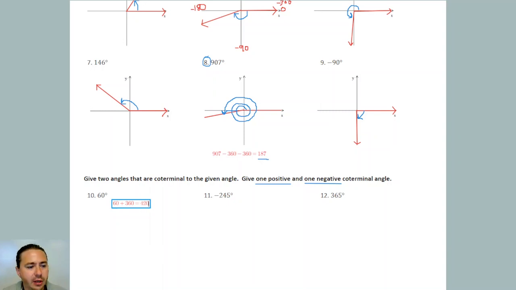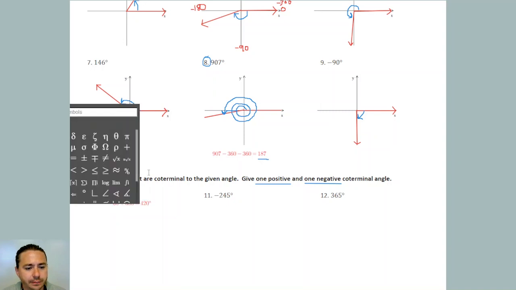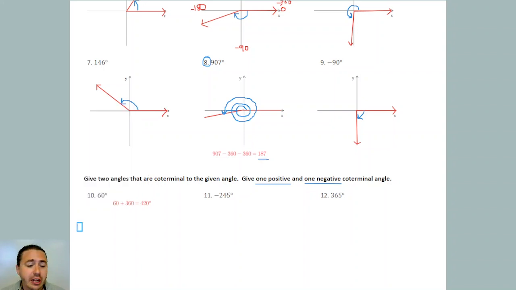So that's going to be one of my angle measures. And we could add another 360 and come up with even another one. I think this might have been one of the examples on the notes. If we were to add 360 to 420, that would give me 780 degrees, which would be another coterminal angle. So there are infinitely many coterminal angles to any given angle. You can just keep adding or subtracting 360, and you'll keep finding more. So if I do 60 minus 360, that's going to give me negative 300 degrees.